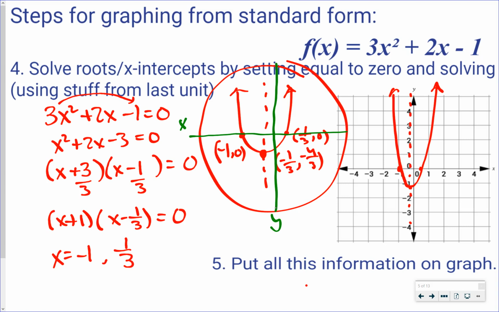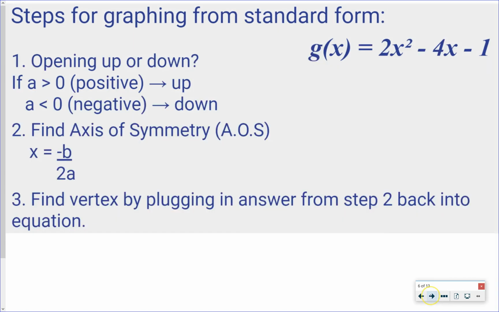All right, ready to do another one? Here it comes. Okay, here we go. 2x squared minus 4x minus 1. Okay, you think it's going to go up. And he said it was because 2 was positive.